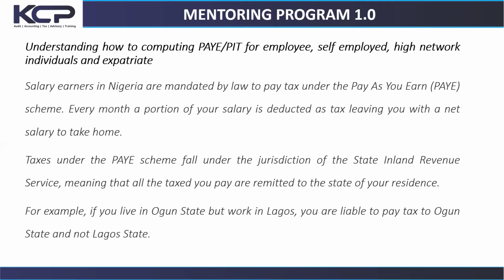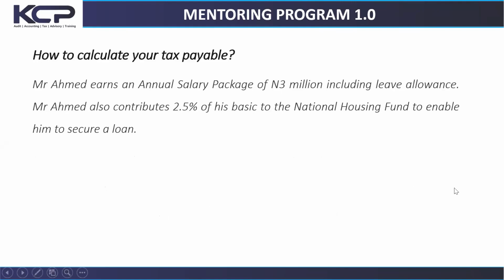So for example, if you live in Ogun State but work in Lagos, you are liable to pay tax to Ogun State and not Lagos State. That is very key. So you need to understand how to make all of these remittance procedures and processes and how to make the computation. Let's look at this.